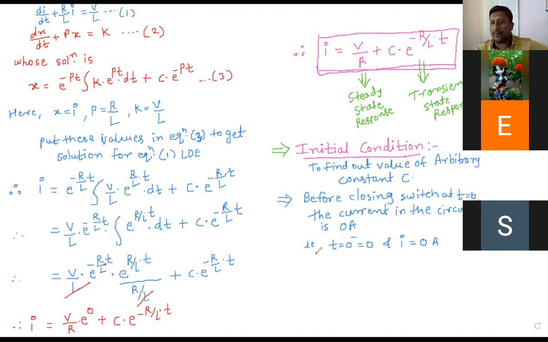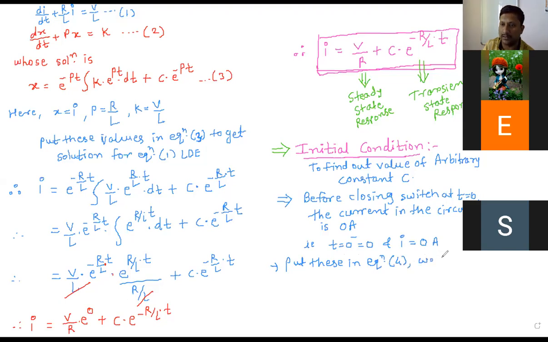Okay, so for that purpose, even though the switch is closed, the current for some time remains zero only. That's why we can take it as it is here. T is equal to 0 minus is nothing but 0 plus, and I is replaced by 0 ampere. So these two values you have to put in equation number 4.